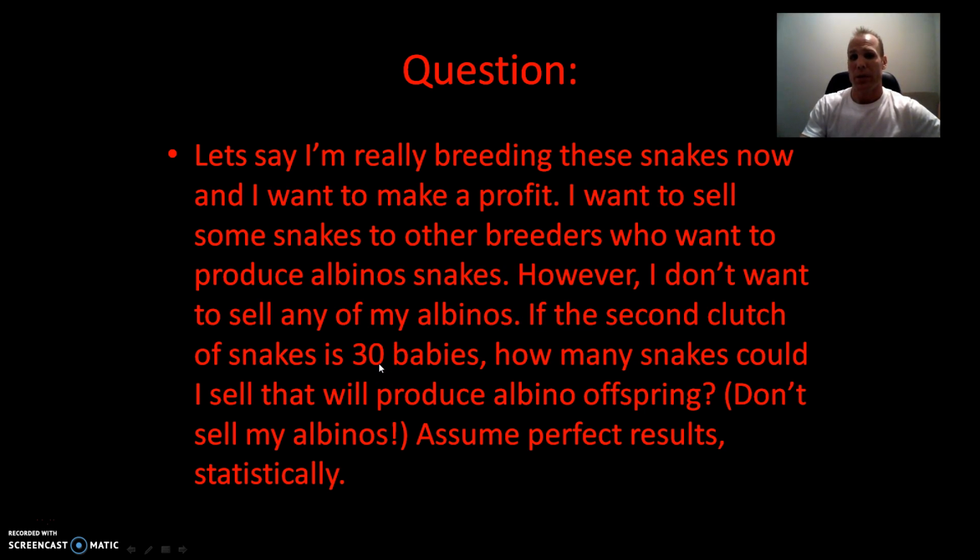How many of those 30 baby snakes could I sell to other breeders so that they too could produce albino snakes? Only sell the ones that could produce albinos, but don't sell any of my albinos. Now let's just pretend here that statistically it works out just the way it should, okay? I'll let you read this, and I want you to really think about this. How many snakes could I sell that actually could make albinos but aren't albinos themselves?